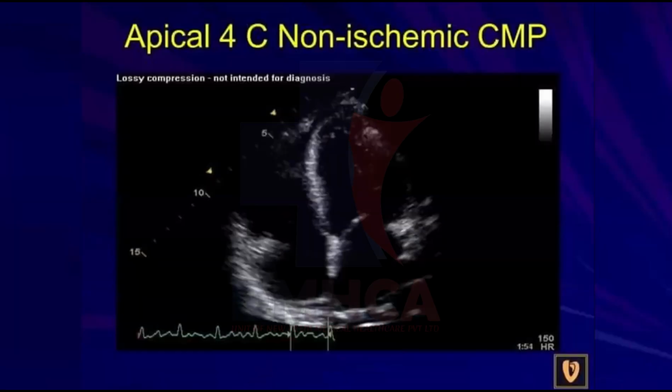Okay. So how does non-ischemic cardiomyopathy or dilated cardiomyopathy look? The LV thickness is preserved. All the chambers are dilated. So RA, RV is dilated, LV is dilated.